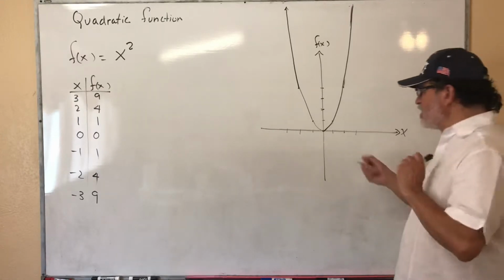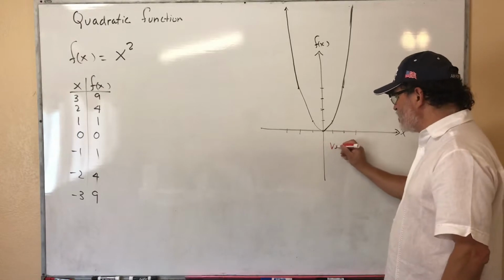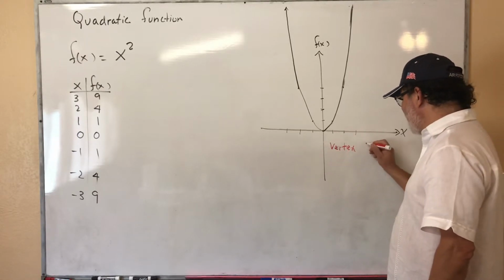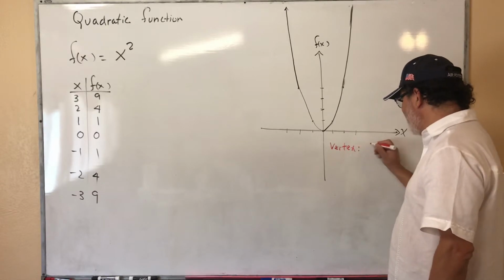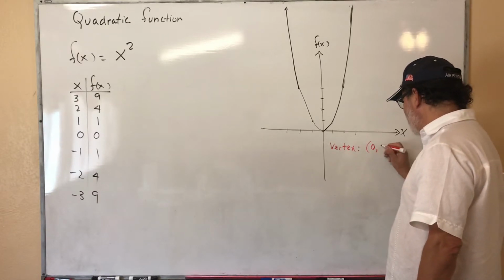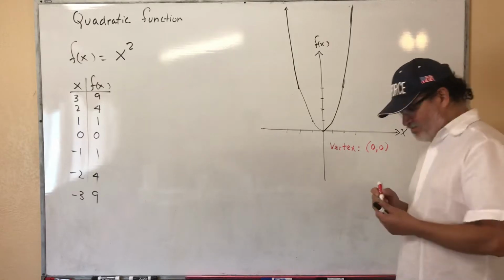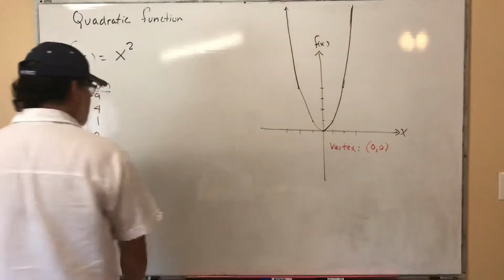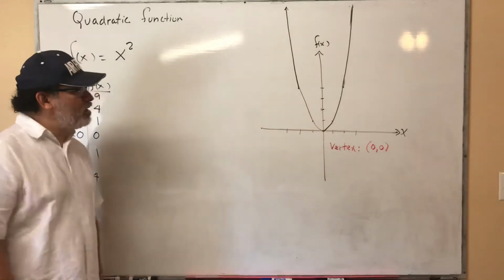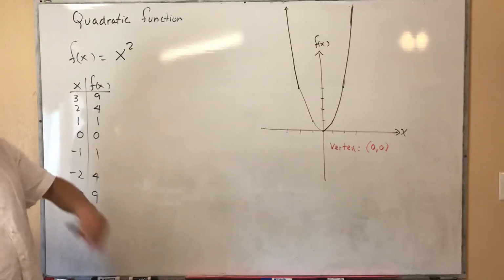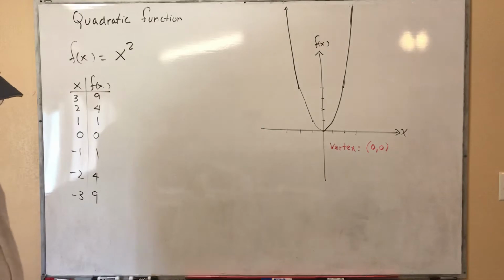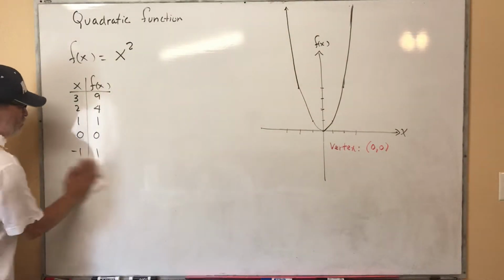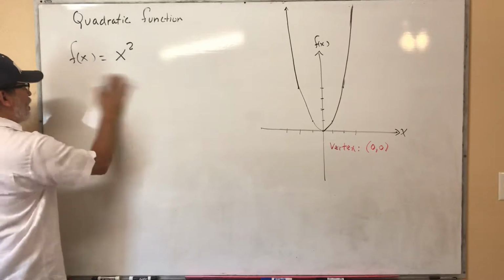In this case, the vertex is 0, 0. That's the vertex. And so, the basic parabola. Now, let's mess around with the basic parabola. Watch this.